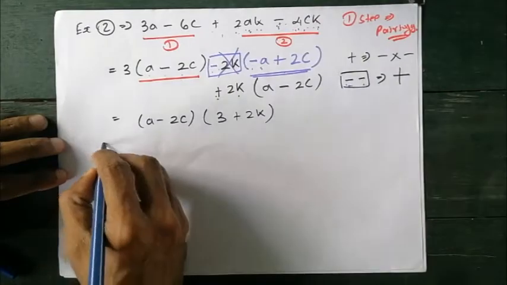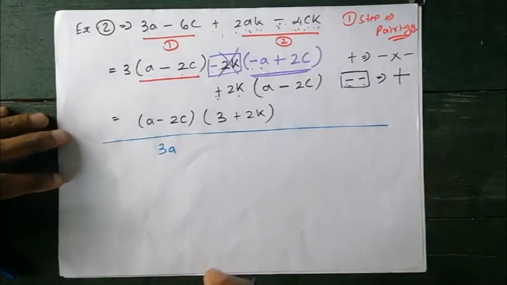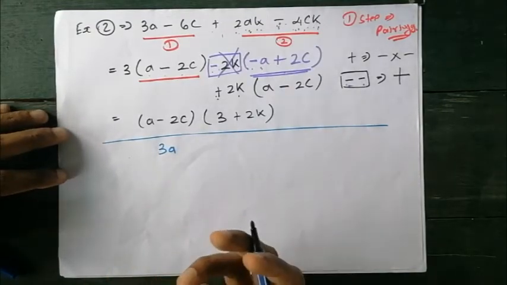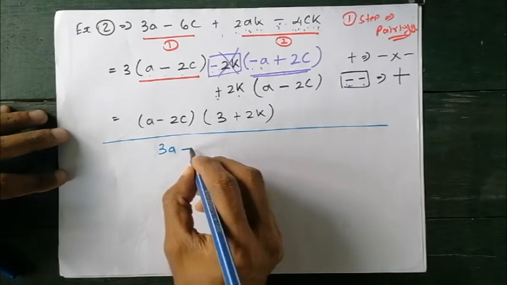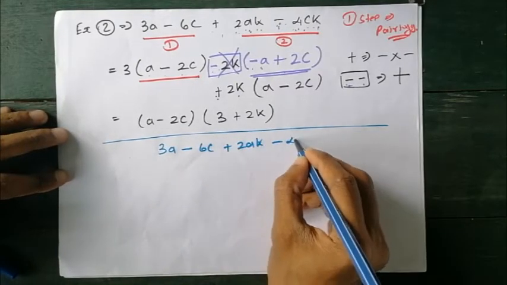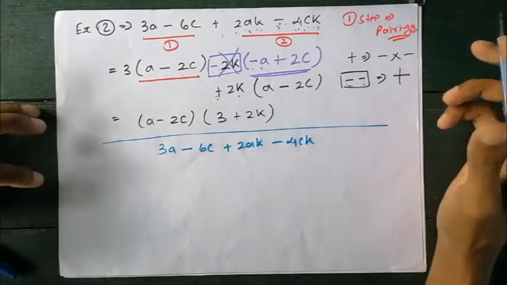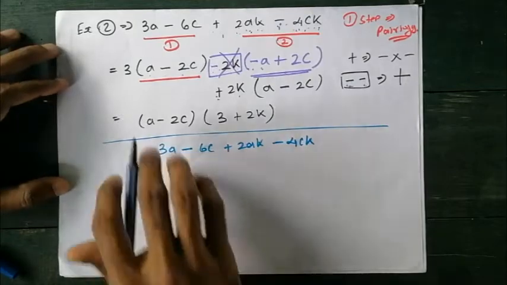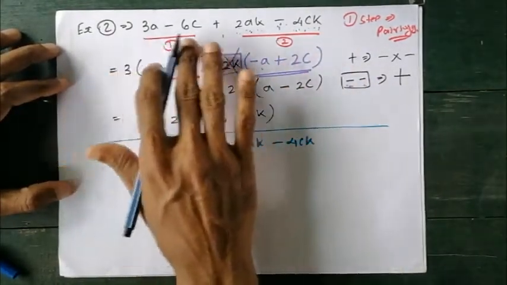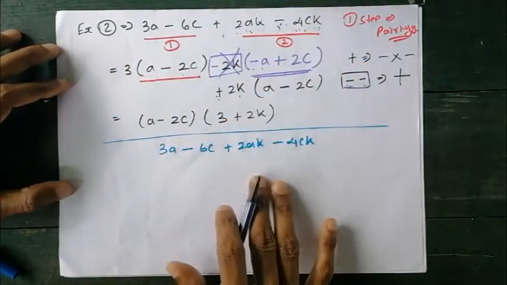Okay, in the second style it's not necessary, but if we do it like this, you have more knowledge to find factors. Okay, 3a minus 6c plus 2ak minus 4ck. The first step is pairing. So I am doing manual pairing. This is automatic pairing because as it is given, that is the way we are doing the pairing. So this is manual pairing.